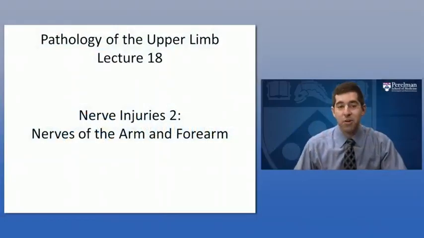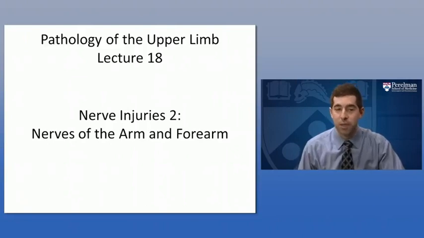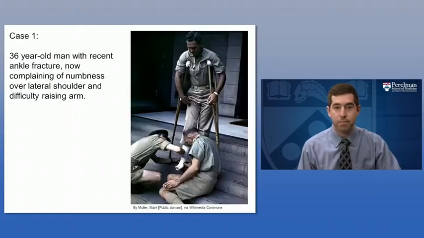All right, so we're going to take a look now in Going Out on a Limb, the Anatomy of the Upper Limb, at some more nerve injuries. In the previous lecture, we talked mostly about nerve injuries of the brachial plexus, those being Erb-Duchenne palsy and Klumpke palsy. Now we're going to turn our attention more to the nerves of the arm and the forearm.